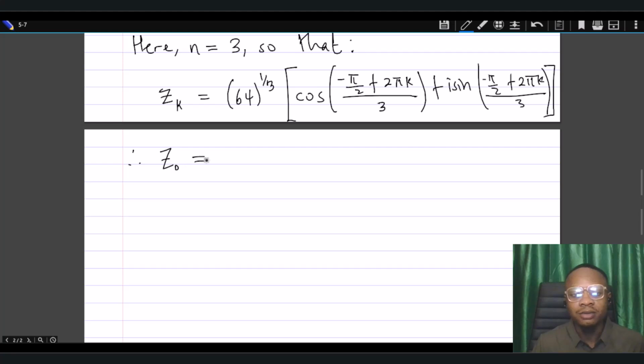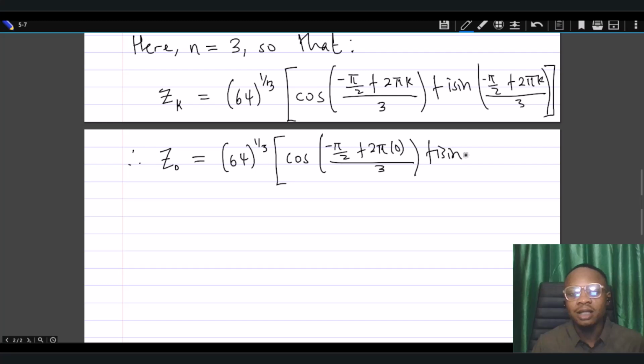By that we can now say the first root, that is z0, is going to be equal to 64 to the power of 1 over 3, multiplying the cosine of minus pi over 2 plus 2 pi times 0, everything divided by 3, plus I sine of minus pi over 2 plus 2 pi k, that's 0, divided by 3. So put this up and close this off. So with that, we are good to go.